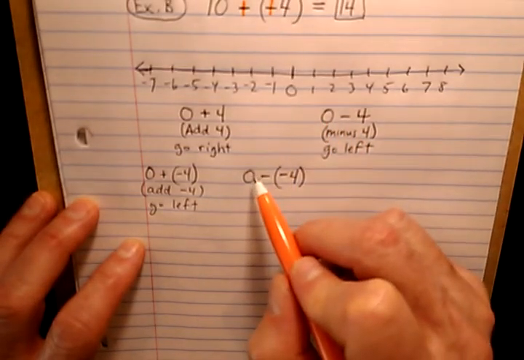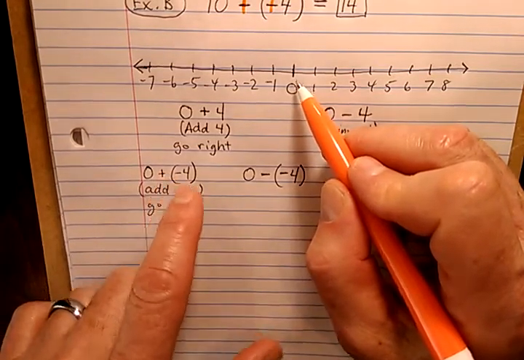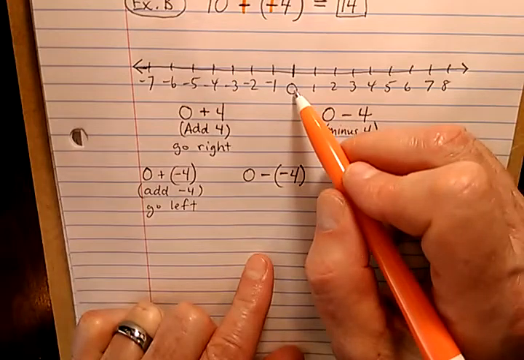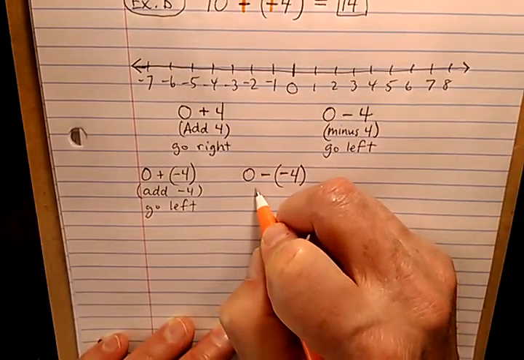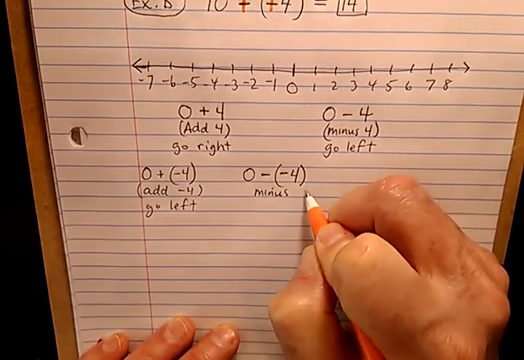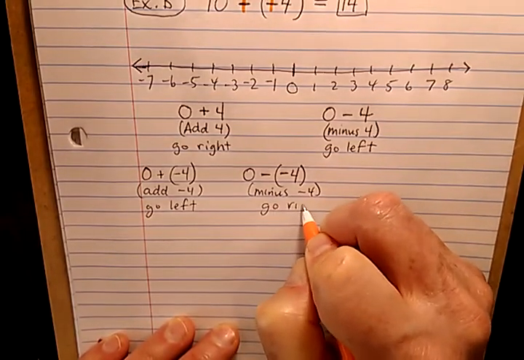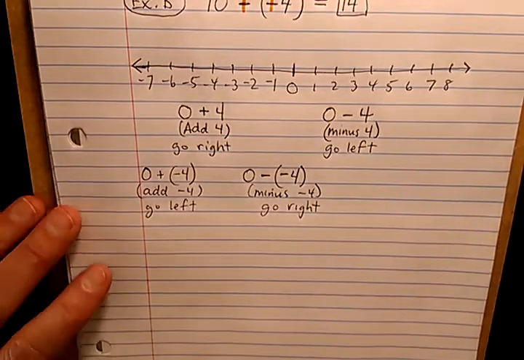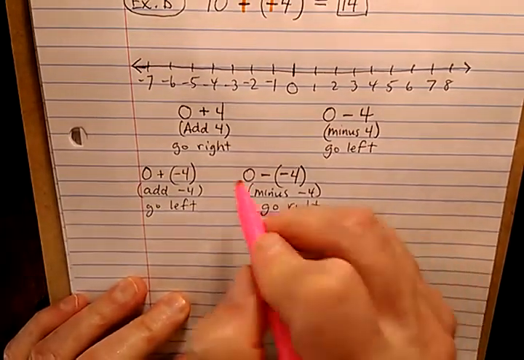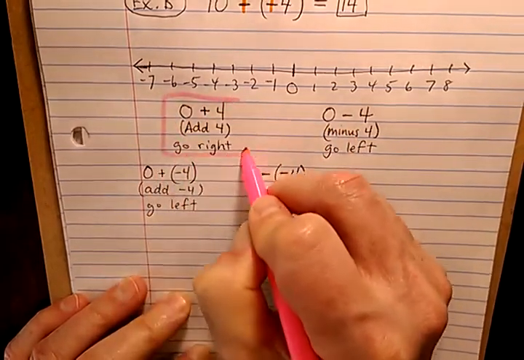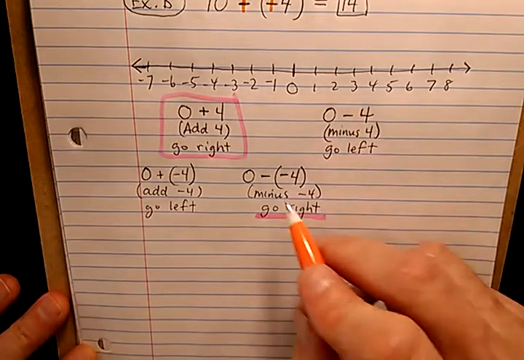But if we are starting at 0 and we're taking away a negative 4, that's different than adding negative 4. Adding negative 4 goes this way. Taking away negative 4 means we're taking the negatives out, so we're going the other direction. So this means minus negative 4. We're going to go the opposite way, go right. But remember, going right was just like this one here, adding 4. And that's what we do when we subtract a negative.